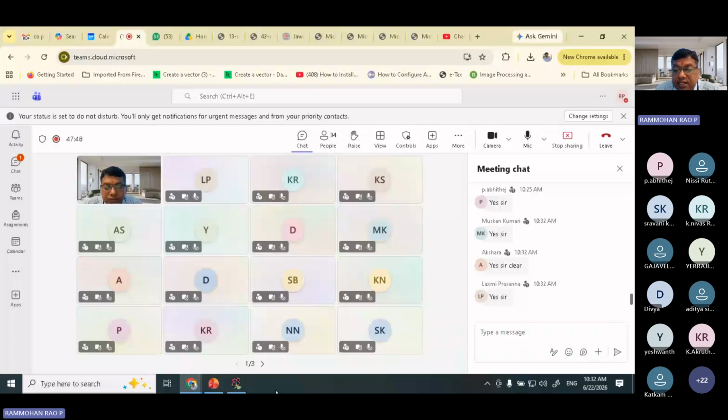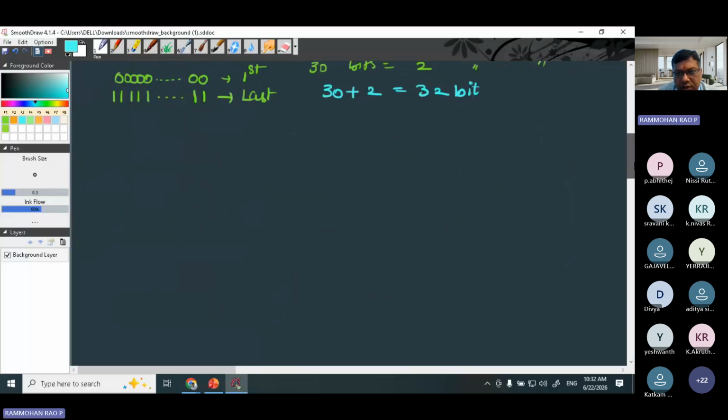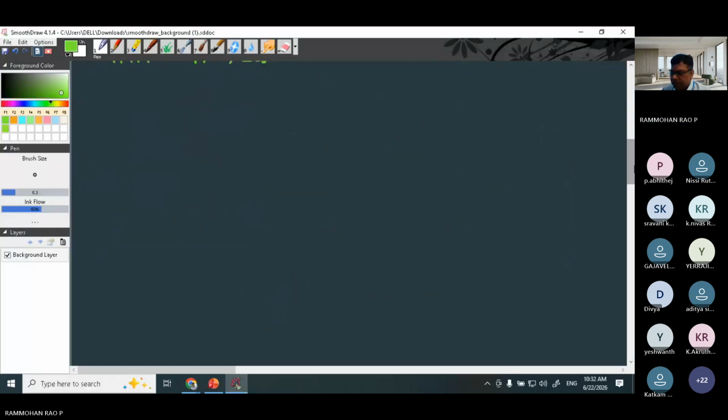So the final answer is 32, but you should understand it is 30 plus 2, 32. 30 for memory location, 2 bits for a particular byte in a memory location, right? Let's move on. What was our next question? The second question was, we had a 16 GB RAM and the processor was 64-bit. So what is step 1?